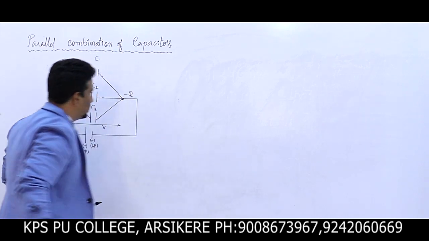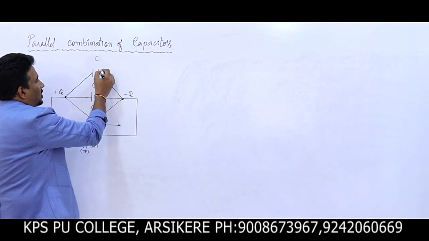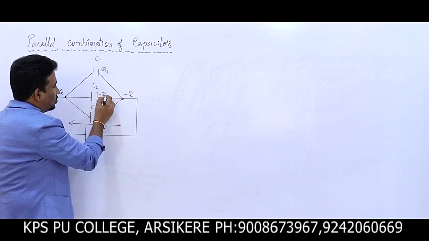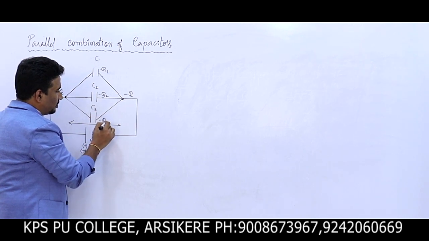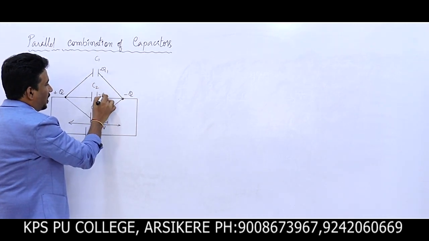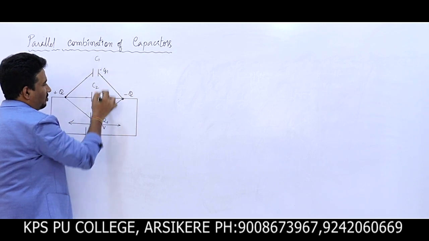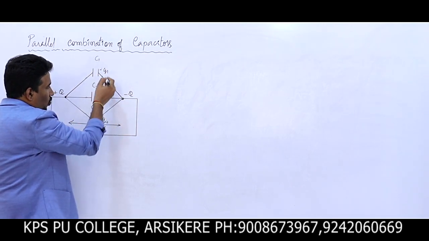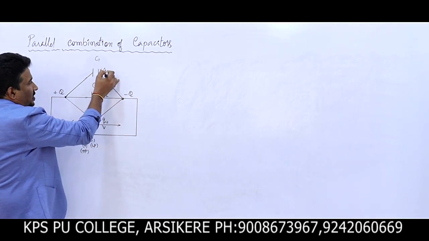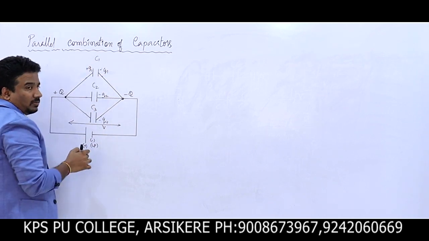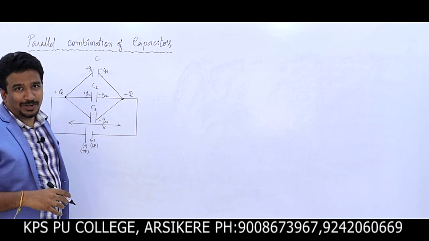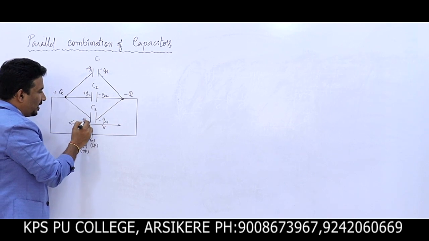So let us assume that out of this total charge Q, some charge minus Q1 goes to this plate and minus Q2 goes to this plate and minus Q3 goes to this plate. You can write small q. Q1 plus Q2 plus Q3 is equal to total charge Q. If this plate has minus Q1, this plate will get plus Q1. This plate has got minus Q2, this will get plus Q2. Opposite charges are induced. Here on this plate there will be minus Q3.